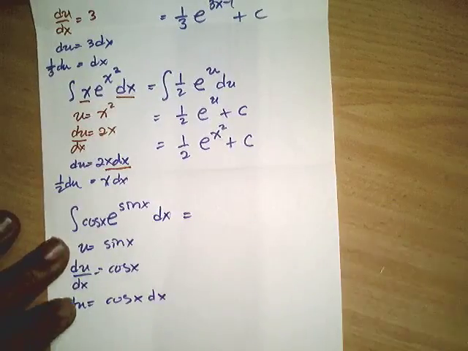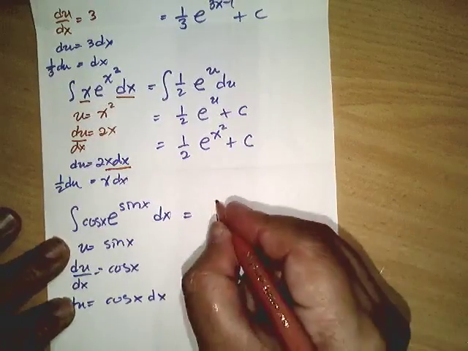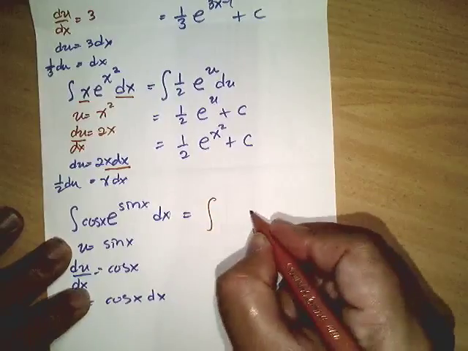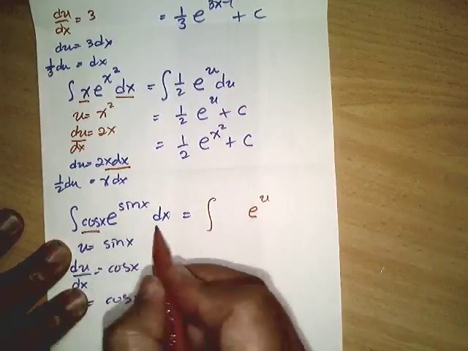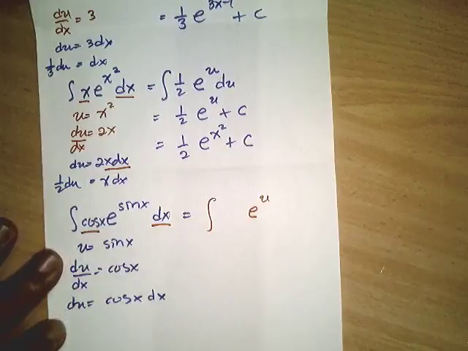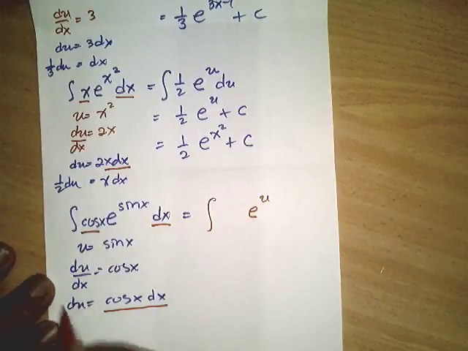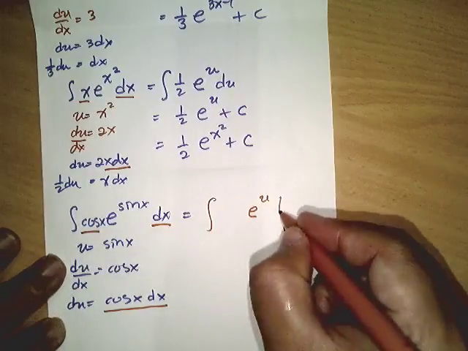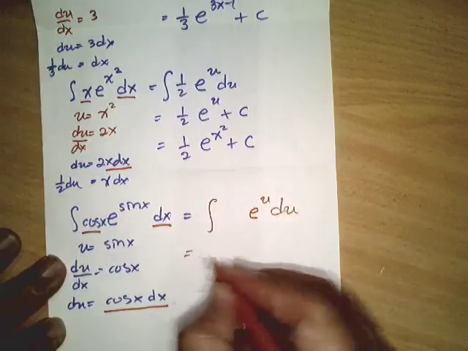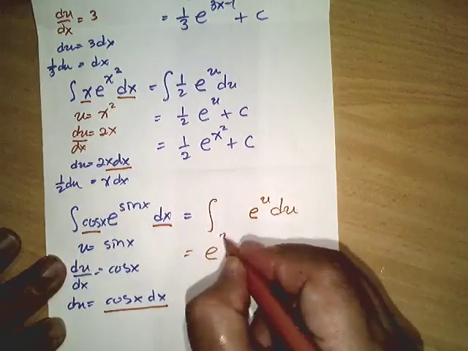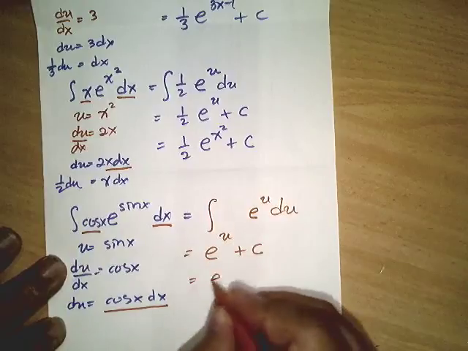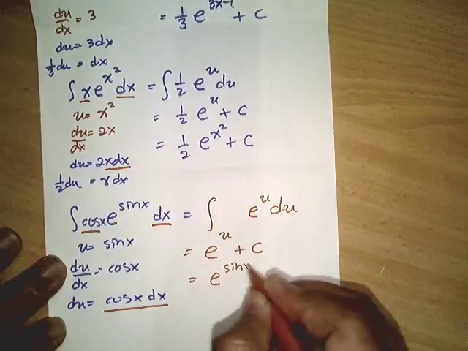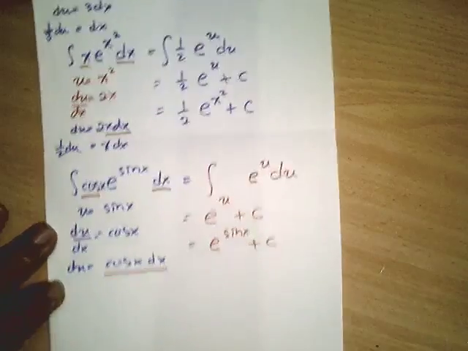Therefore you can now rewrite this as the integral of e to the u, where sine x is your u. You need an expression for cosine x dx, and cosine x dx is equal to du. So that is now du. Therefore the final answer is e to the u plus c, but your u is sine x, so it's e to the sine x plus c.